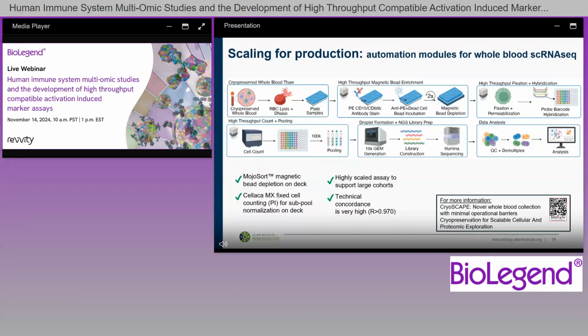So some key points here are that we're using MojoSort magnetic bead depletion, and that's integrated on deck, and that we're able to cell count those cells in a high throughput way. And the technical coordinates is very high. It's very comparable each time we've done it.